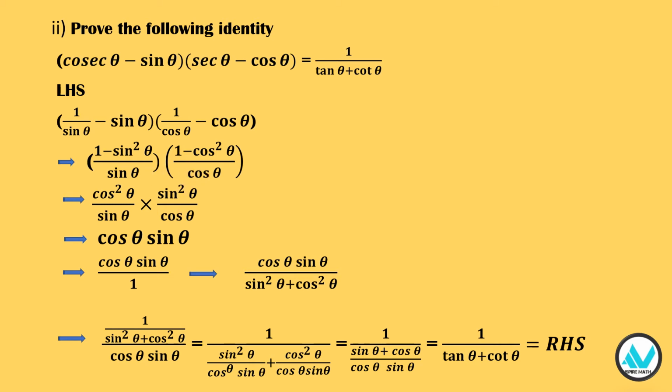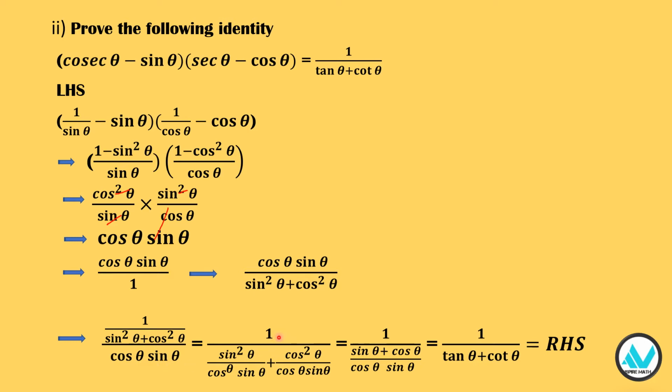Now let me cancel. I can cancel cos theta and cos theta. Here again I can cancel sin theta and sin theta. So I'll be left with cos theta into sin theta. Now here this cos theta into sin theta can be written as cos theta into sin theta by 1. Now in place of 1 I'm going to apply the identity, that is sin square theta plus cos square theta. Now this whole thing can be rewritten as 1 by sin square theta plus cos square theta by cos theta into sin theta. Now let me split the terms.